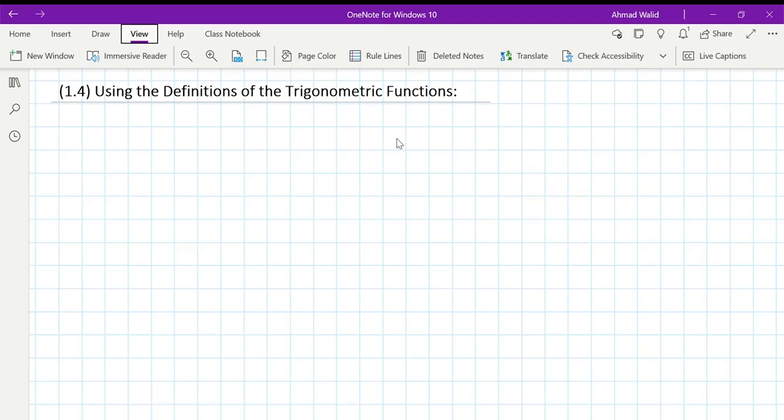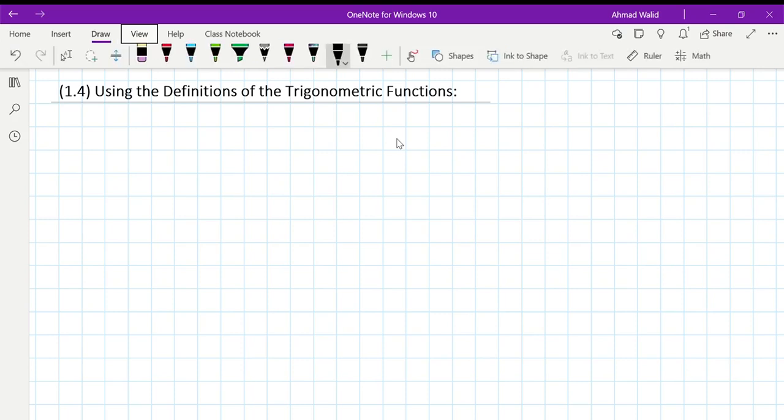Hello all, let's start section 1.4. In 1.4 we are covering using the definitions of trigonometric functions. The first thing that we will discuss in this section is about reciprocal identities, correct?